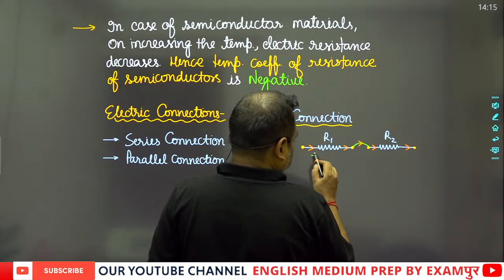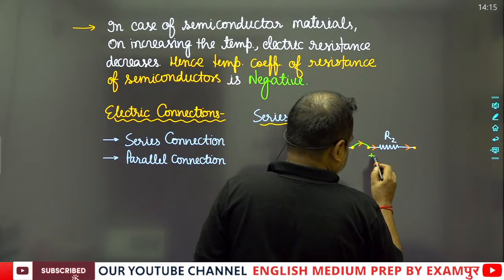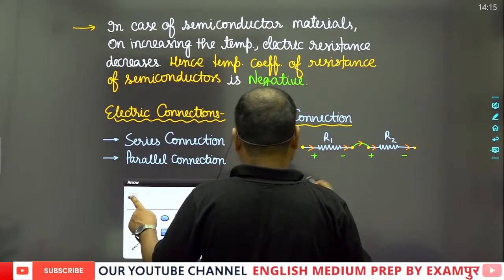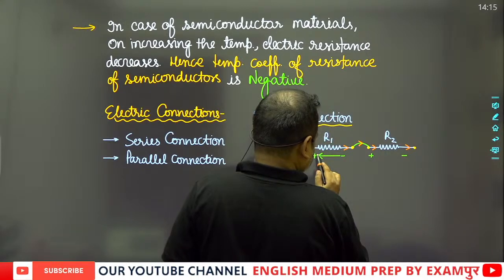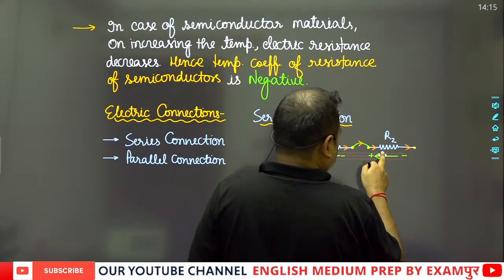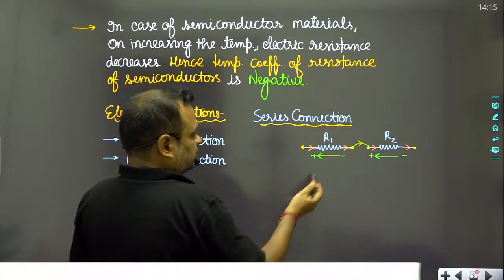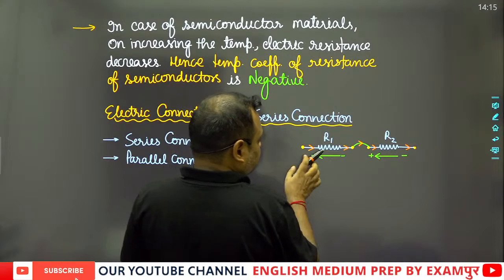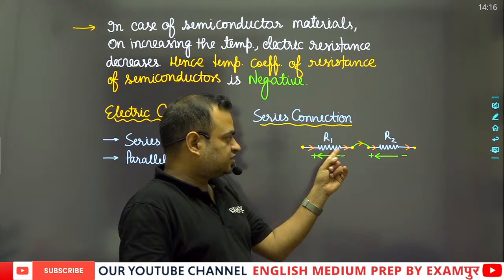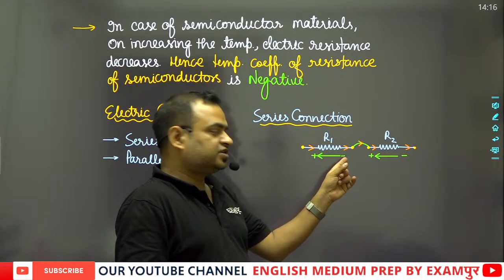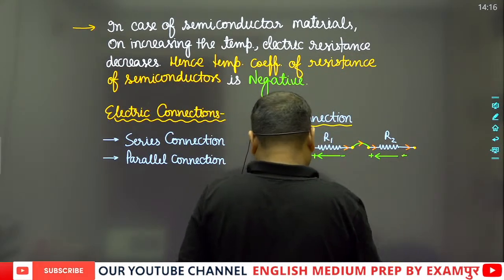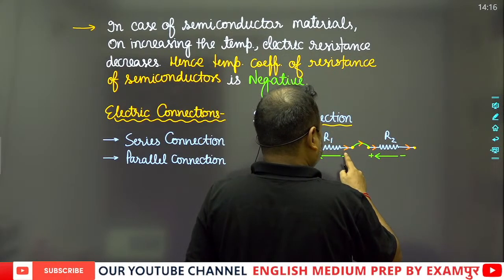Now, the plus and minus signs: we put the positive sign where the current enters the element, and where the current leaves the element, it is given as negative. The current will enter at this terminal, which we mark positive, and at this point it will be marked negative. So it means there will be a potential drop.